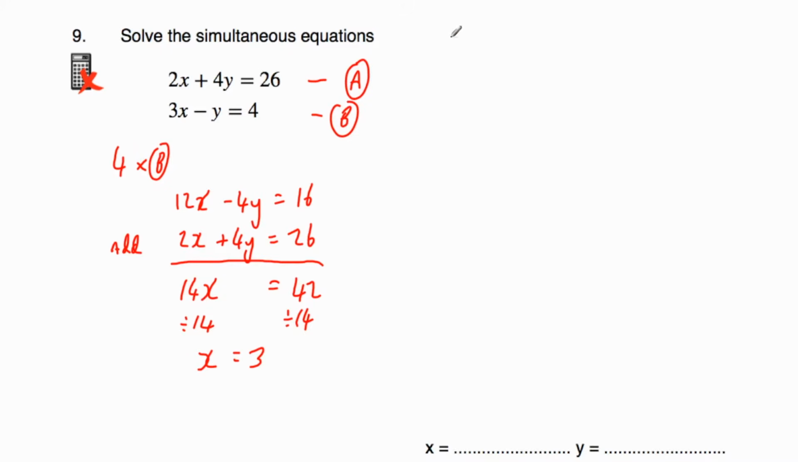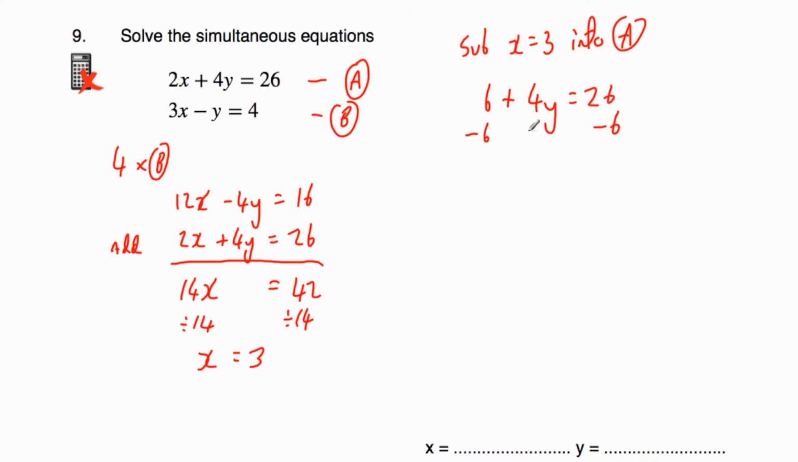Now let's substitute that into one of our equations, and I'm going to choose our top equation. So let's sub x equals 3 into A. So whenever we substitute x equals 3 into our top equation, we've got 2 times x, which is 2 times 3, so that's 6, plus 4y equals 26. Now we want to find out what y is, so we want to get rid of this 6, so take away 6 and take away 6, so we're left with 4y equals 20, and divide by 4 and divide by 4, and we get that y is equal to 5.